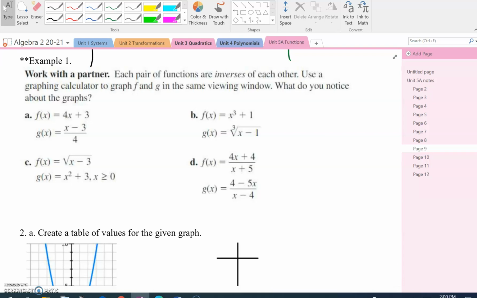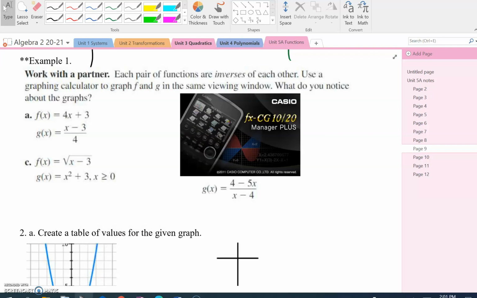I know when I'm solving equations in Algebra 1, Geometry, or Algebra 2, the inverse operation is the operation that undoes the other one. So the inverse operation of multiplication is division, of squaring is square rooting, subtraction, addition, etc. Okay, so these are inverse graphs. Use a graphing calculator to graph f and g in the same viewing window. What do you notice? Well, let's check it out.